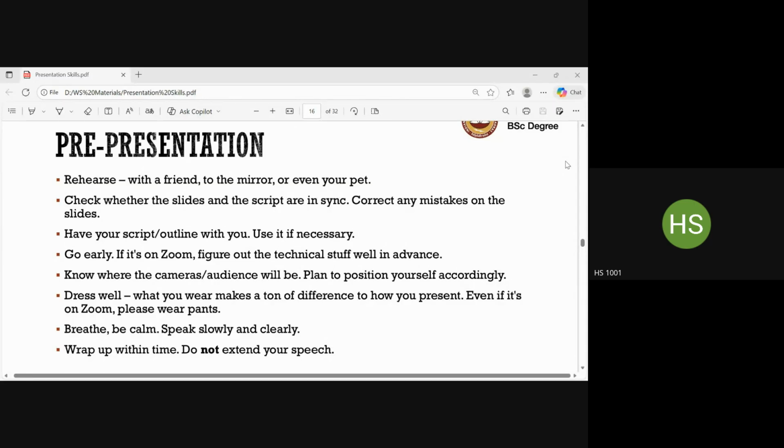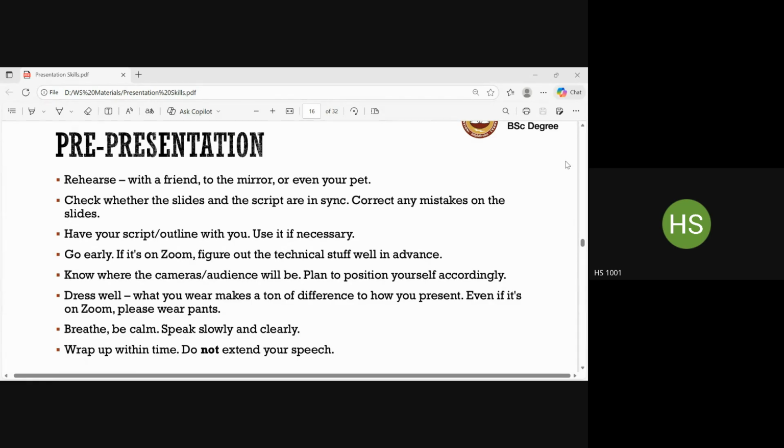Now, what rehearsal does for us is to make sure that one, our presentation and our slides are going hand in hand with one another. You're not just giving your information on the slides on the one hand and speaking about something that is completely unrelated on the other hand. Okay? You need to make sure that your presentation and your slides go in sync with one another. Rehearsal also helps us to correct any mistakes that might be there either in our script or in our slides.